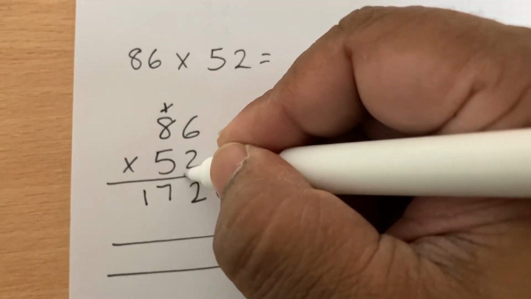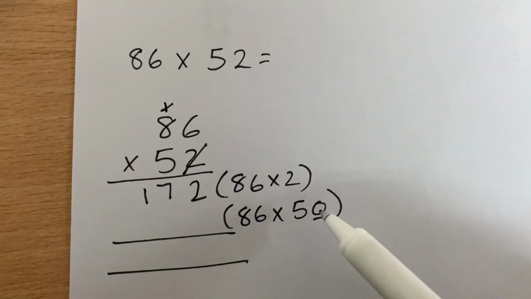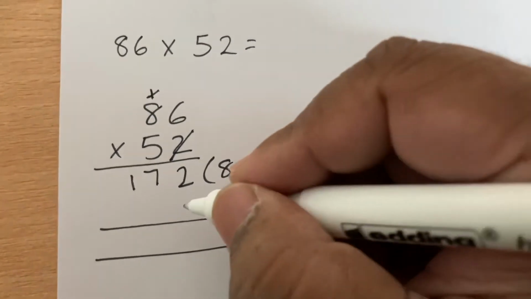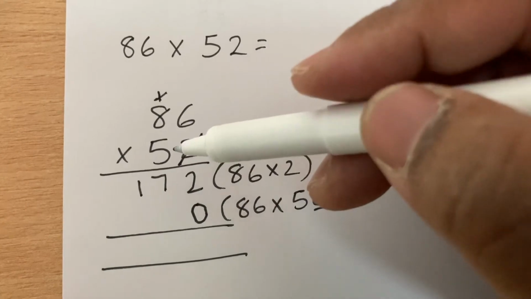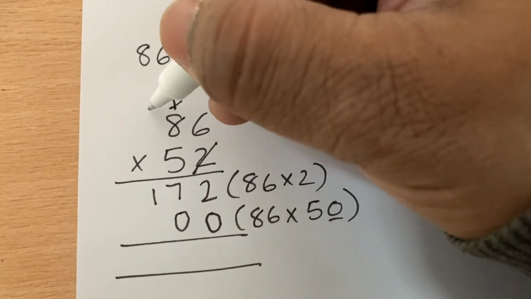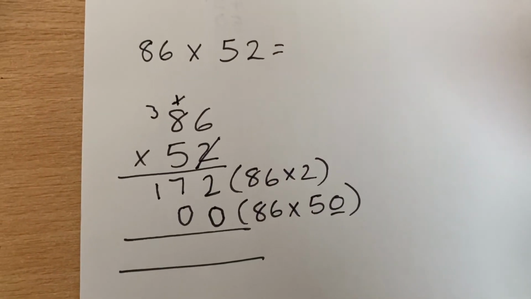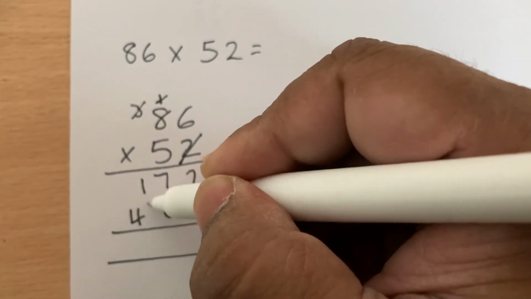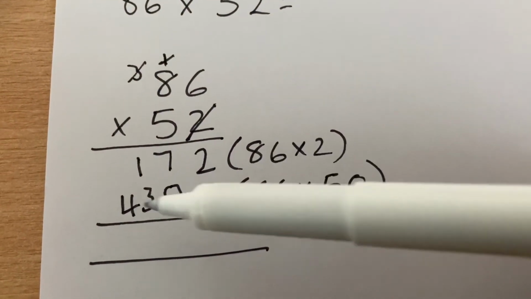Right, we've done times by 2. I'm going to cross that out. Now we have to times it by 50. 5 tens, 50. So it's a multiple of 10. Can you remember what we need to start with? Excellent. We need to start with a 0. Okay, let's do 6 times 5. 6 times 5 is 30. So I'm going to put the 0 there and carry the 3 on. And then we've got 8 times 5. 8 times 5 is 40. Add the 3 is 43. Okay, so we've got 4,300. 86 times by 50 is 4,300.